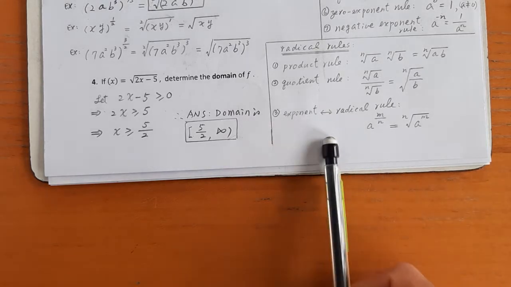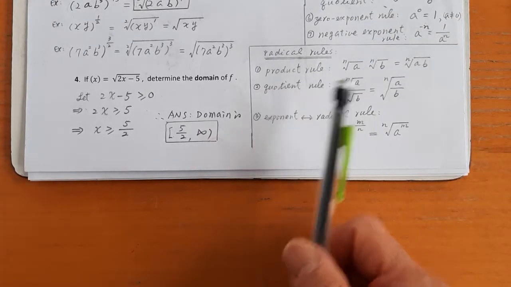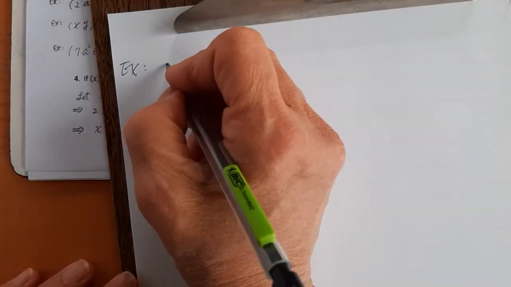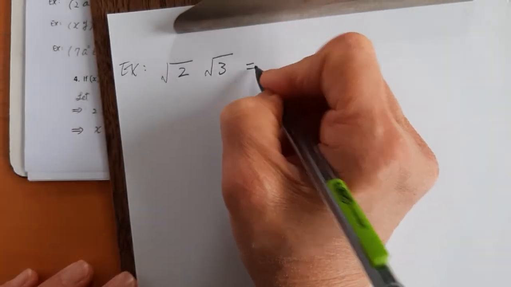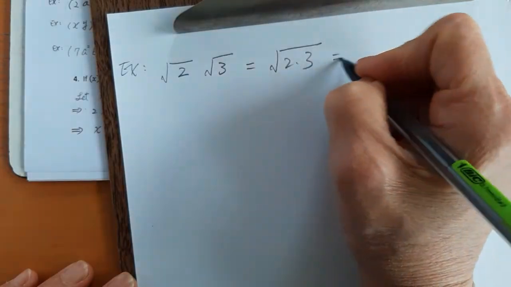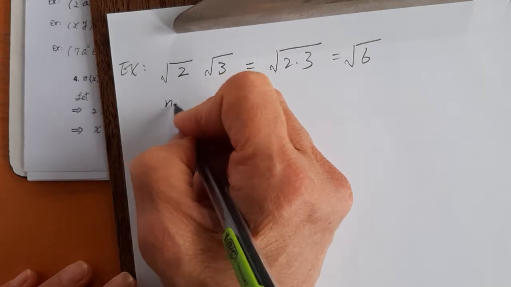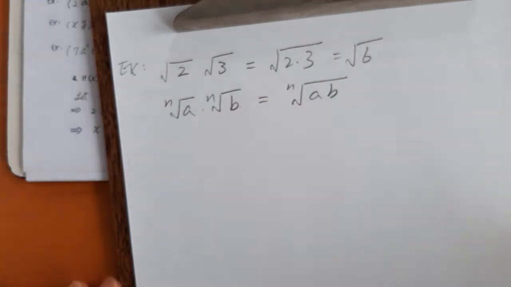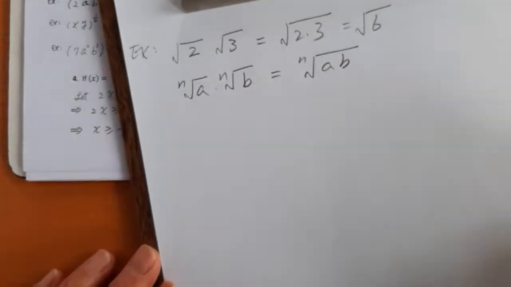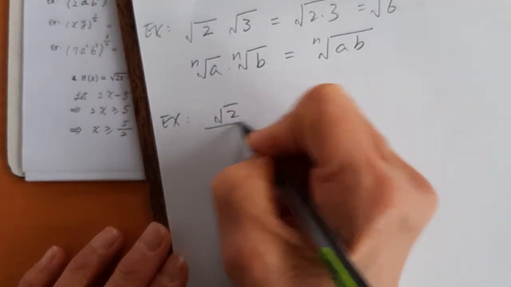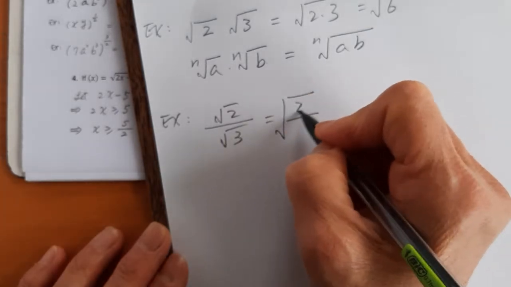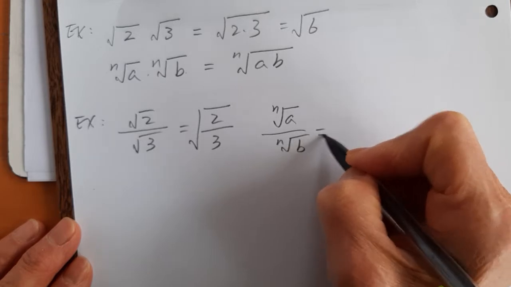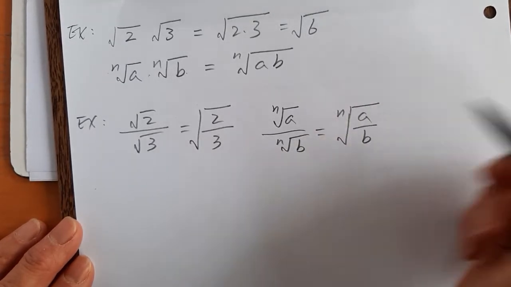Following are the radical rules. Radical rules also have a product rule. For example, square root of 2, square root of 3, you do square root of 2 times 3, which is square root of 6. So nth root of a times nth root of b is nth root of a times b. This is the product rule. And the second one, the quotient rule. Example, square root of 2 over square root of 3 equals square root of 2 over 3. So the quotient rule is nth root of a over nth root of b equals nth root of a over b.